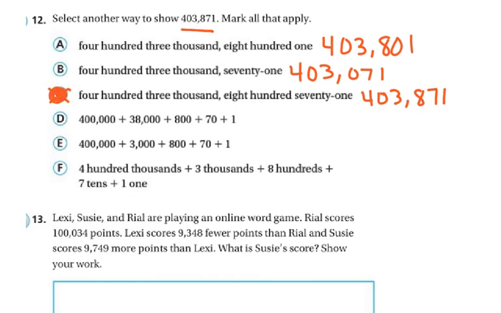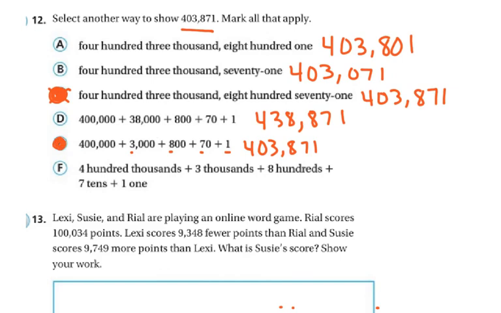And then this is trying to do expanded form. So this is saying 400,000 plus 38,000 plus 800 plus 70 plus 1. So that's not right, right? So let's do the next one. The next one is our expanded form, and it's saying 400,000, 3,000, there's a 3 in the thousands place, an 8 in the hundreds place, a 7 in the tens place, and a 1 in the ones place. 403,871. That is correct.